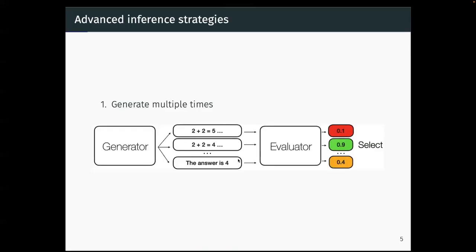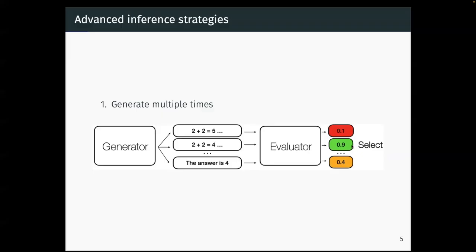So these inference strategies are going to fall into two main categories, and they really boil down to kind of simple statements. So one is that we can take a generator, like a language model plus a decoding algorithm, and just try to generate multiple times. So here, for example, we generate multiple possible solutions, and then we try to incorporate some kind of evaluator model or verifier that scores the outputs, and then maybe we select the best one.